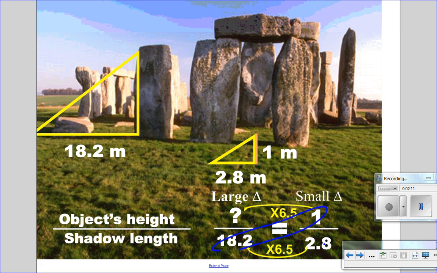I know that 18.2 is 6.5 times larger than 2.8. And if that is 6.5 times larger, I also know that the answer to my height will be 6 and 5/10 meters tall. That's how tall that stone is.